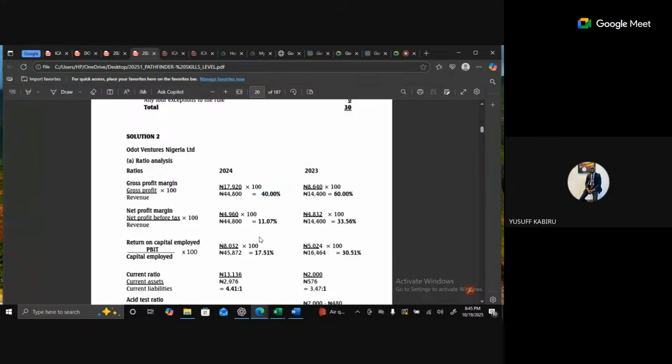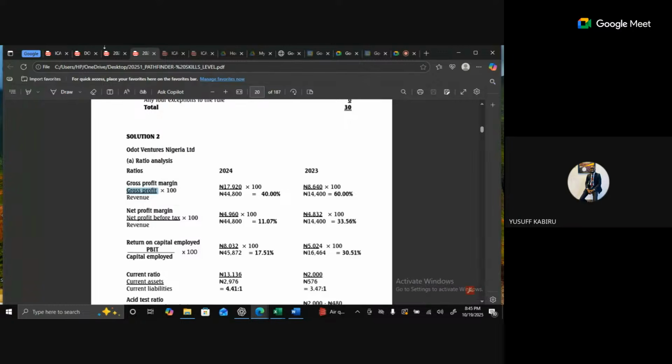Why in the previous year the gross profit margin is what? 60%. So the question you ask yourself now is, why was there a decrease in gross profit margin? What led to the decrease in that gross profit margin, right? So to answer that question, what are those things that you consider before you arrive at your revenue, right? Second one is what?